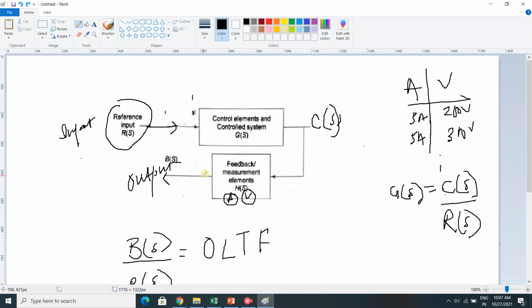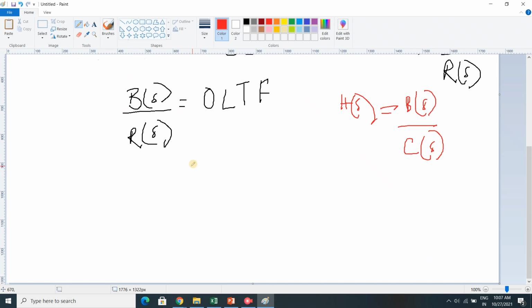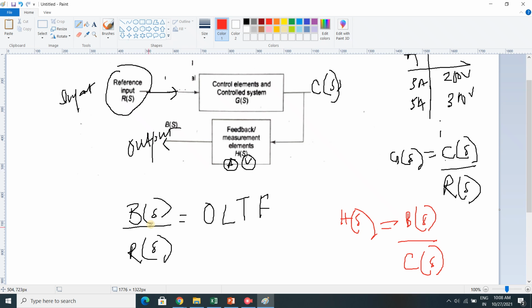Since the feedback is not connected to the summation point, this signal is not a feedback at all. So it is an open loop transfer function, and in an open loop transfer function the entire blocks will be in the forward path. So it is a forward path transfer function. Now G(s) is equal to C(s)/R(s), and H(s) is equal to B(s)/C(s). Now the overall transfer function, B(s)/R(s), how it is coming, I will explain to you over here.